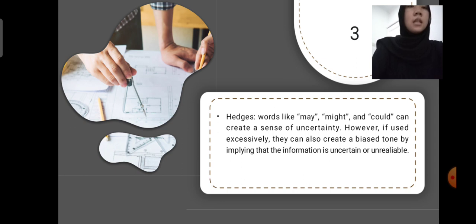And the last is hedges. Words like "may," "might," and "could" can create a sense of uncertainty. However, if used excessively, they can also create a biased tone by implying that the information is uncertain or unreliable.